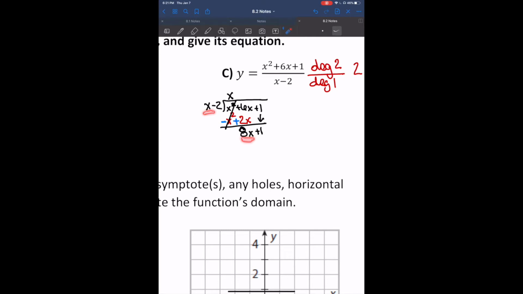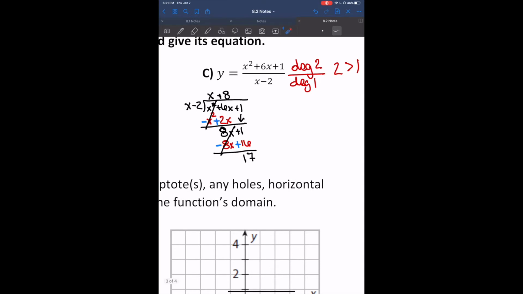8x divided by x is 8. Now multiply. 8 times x minus 2 gives us 8x minus 16. Change our signs. Perform the operation. 8x minus 8x cancels out. And 1 minus 16, or 1 plus 16, is 17. Okay, so 17 cannot be divided by x. We've done everything we can.